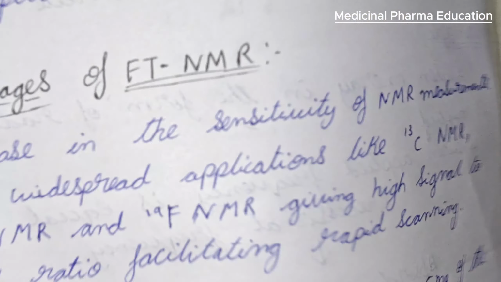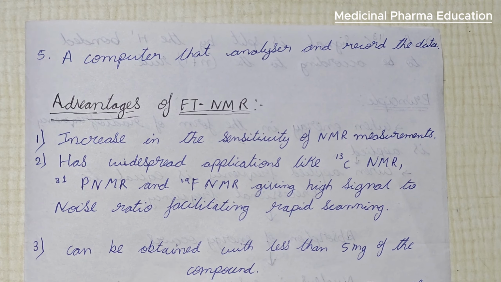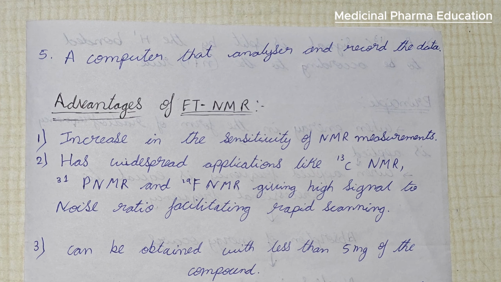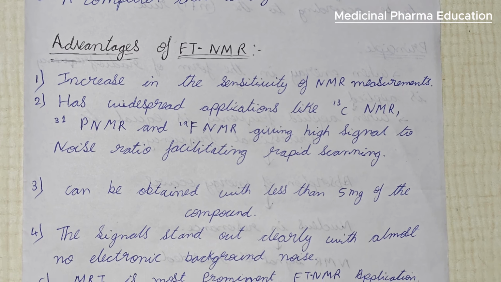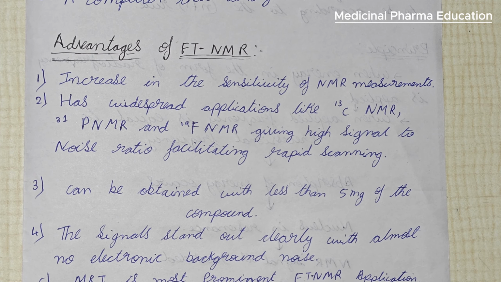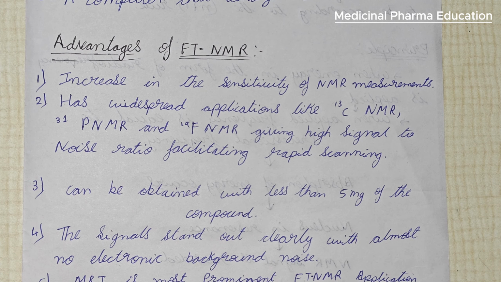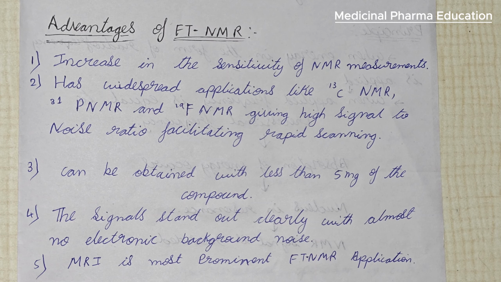Next, a computer analyzes and records the data. Those are the main points of the Fourier transform instrument. Just understand the concept and how it is helpful. Mostly they will ask for the diagram and the process behind it, so you have to explain the diagram. Okay, next, what are the advantages of Fourier transform NMR spectroscopy?